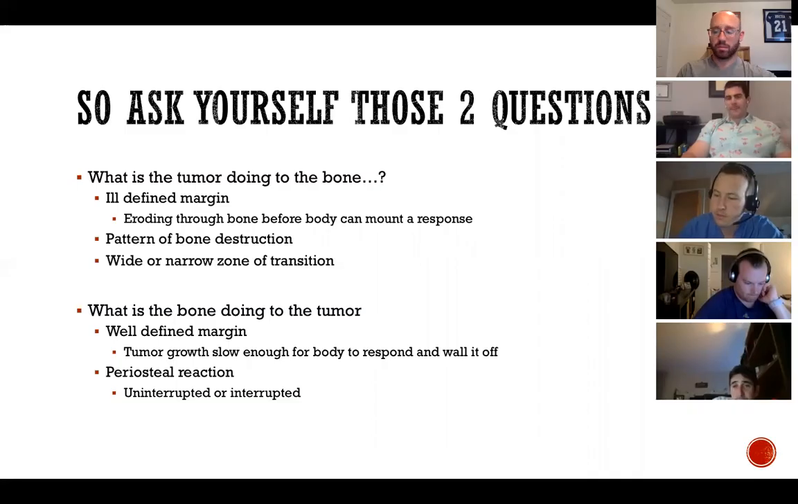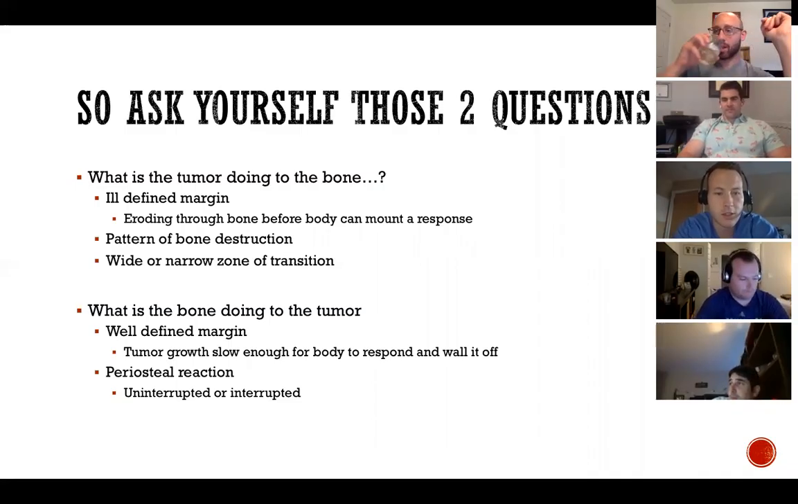Joe, anything? Oh no, I think you hit it all. I enjoy these because Dr. Enneking, who is one of the guys who pioneered a lot of what we know about all this, said that there were four basic questions that the general orthopedist should be able to ask himself about bony tumors. He said, what bone is the tumor in? What's the tumor doing to the bone? What's the bone doing to the tumor?